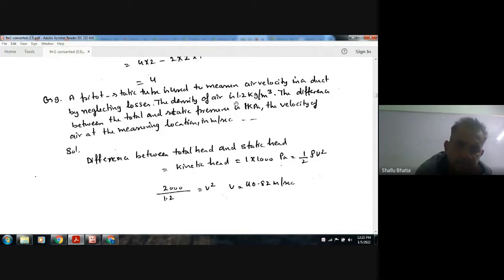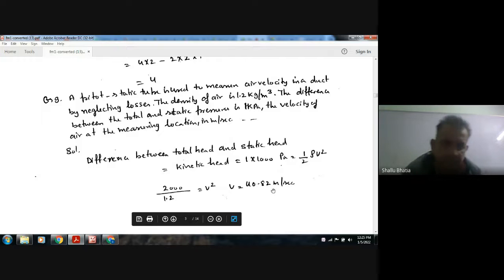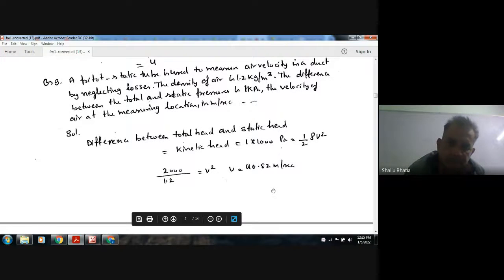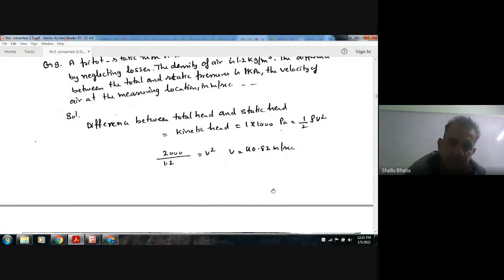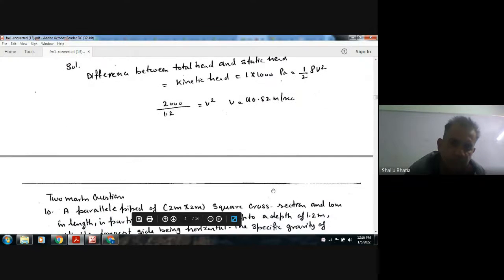Okay. So it is dynamic pressure, given by half rho u square. So this is kinetic head, or kinetic pressure, or dynamic head. So it is your 1 kPa or 1000 Pascal equal to half rho v square. Putting the values, rho is equal to 1.2, so v is 40.33 meter per second.